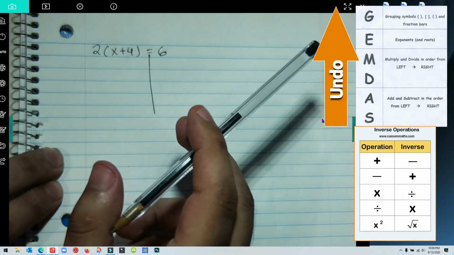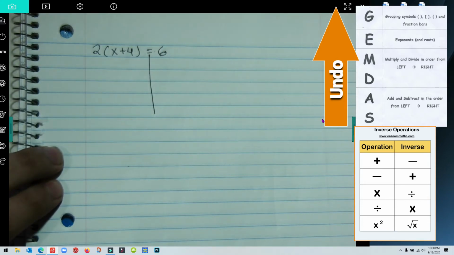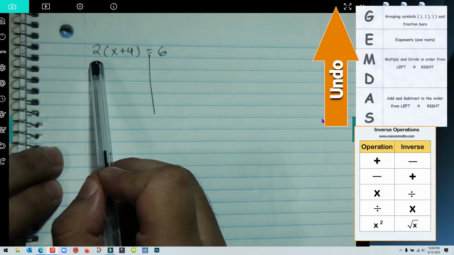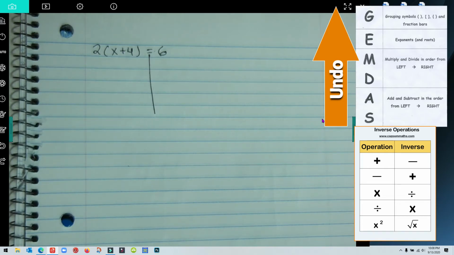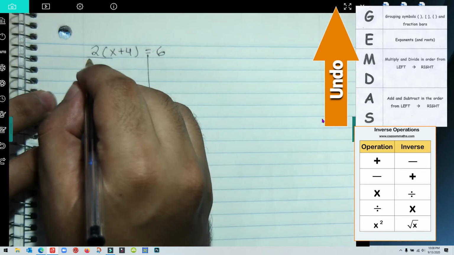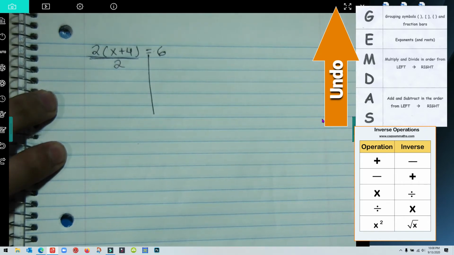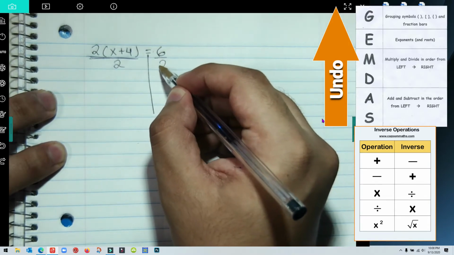Now, if you look at your order of operations, you should notice that your groups or your parentheses are at the very top. So what that means is you leave parentheses alone till the very end. So we're not going to mess with this plus 4 yet. What we're going to do is try to undo this times 2. Now, how do I undo a times 2? What is the inverse of times 2? I'm going to go ahead and divide by 2. I'm going to divide the entire side by 2, only one time. So I'm dividing the left side by 2, which means I have to divide the right side by 2.